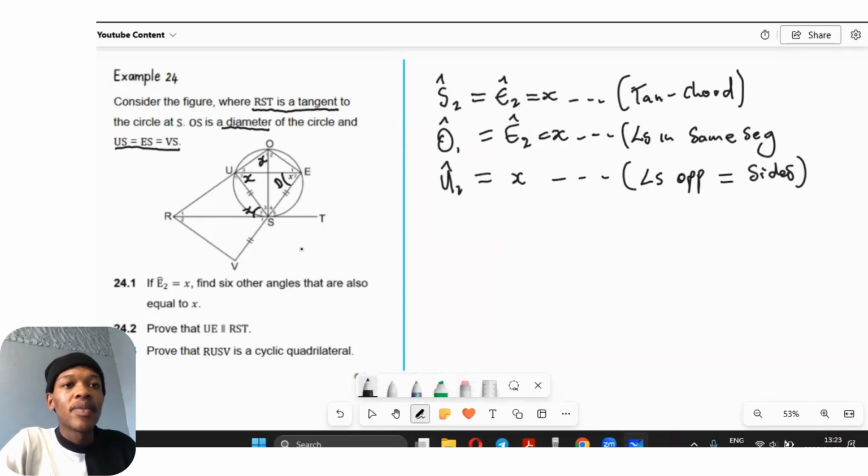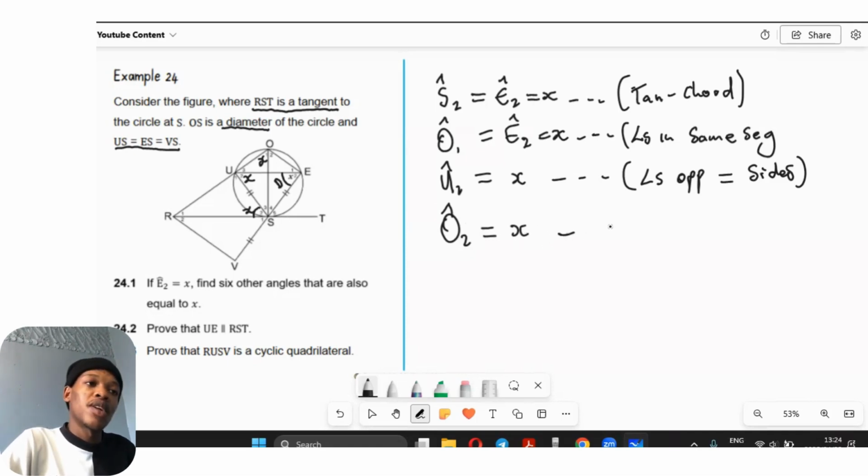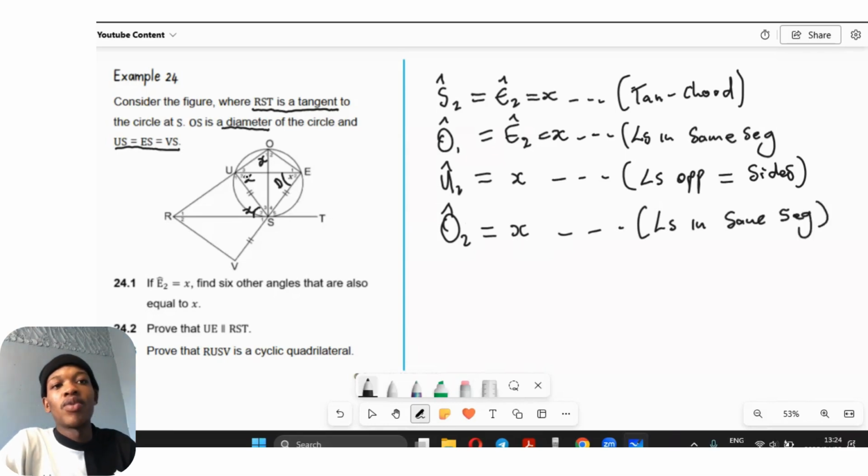Now 1, 2, 3. Let's go for another one: same segment again, for O2. Angle O2 is equal to E2, is equal to U2, and is equal to X. How come? Again, angles in the same segment. How come do we have the same segment? Let's form a bow tie. Do we have a bow tie for both? Yes, here you go. The bow tie is formed, so this is X again.